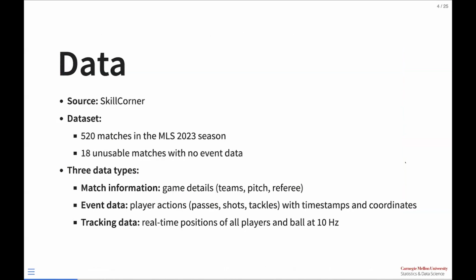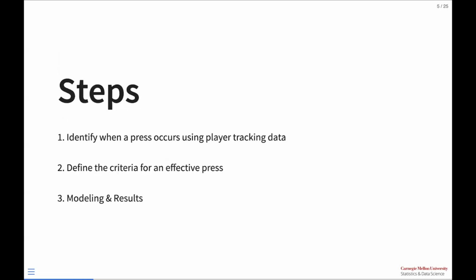In order to continue this project, we got our player tracking data from Skill Corner, and we had access to 520 games of the 2023 MLS season. Now, 18 of those games were unusable because they didn't pass the quality check that the company typically does, and they don't release the event data if it doesn't pass the check. There are three types of data: match information, event data, and the tracking itself, which is the XY coordinates.